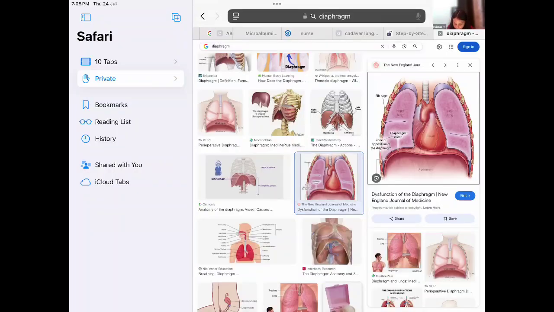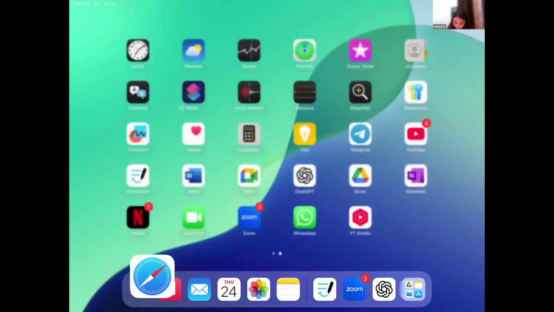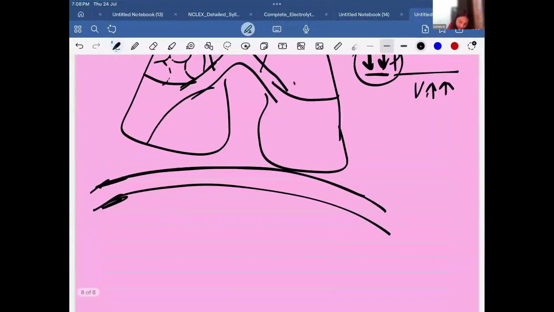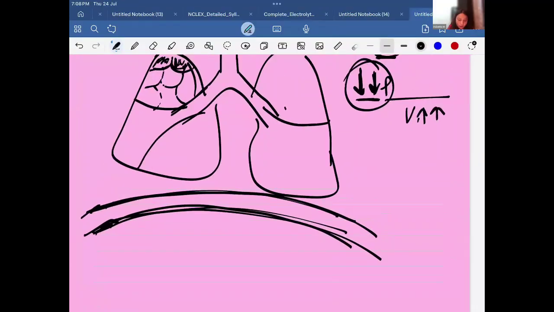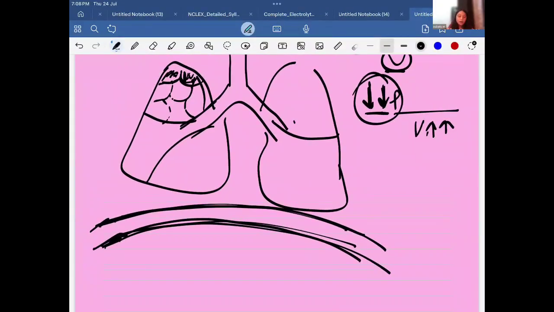So why do I want to tell you this? If you see, this is a curved arch. When there is a curve, you need to tell me, will the volume of the lungs here be less or more?